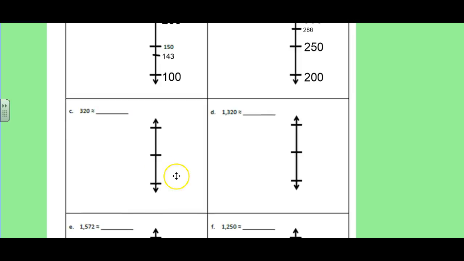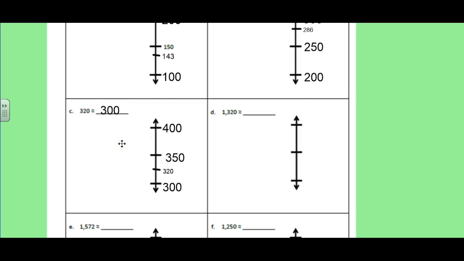Okay, so for C, our number is 320, so there are 3 hundreds in this number, and if I were thinking of one more hundred than 300, that would be 400. The halfway point between 300 and 400 is 350. And then 320 I know is less than 350, and it would probably fall right in here. So I'm going to put 320, and this shows us that 320 is closer to 300 than it is 400. So 320 rounds to 300.